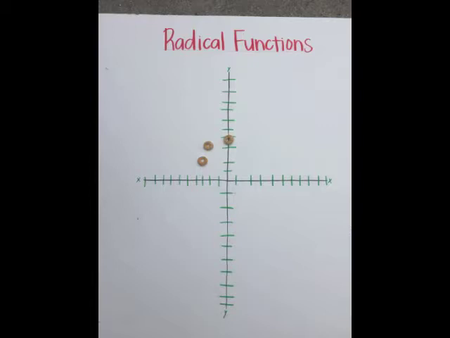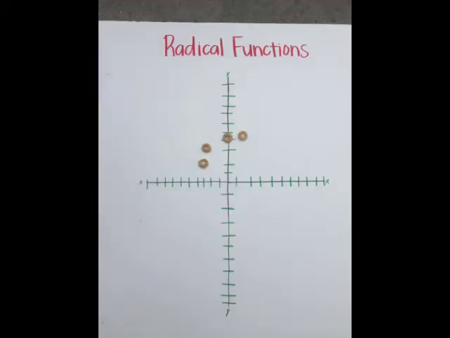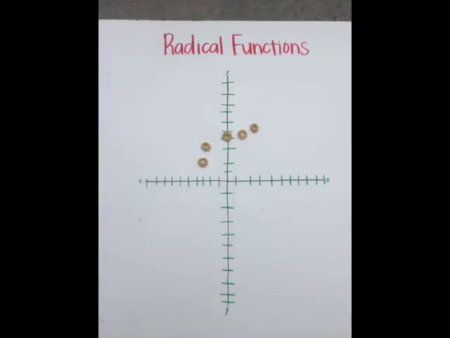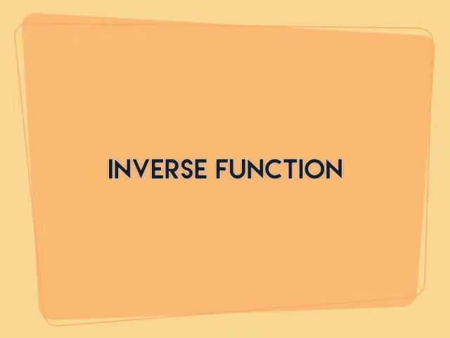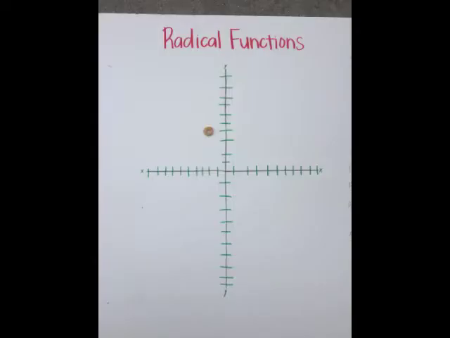The end behavior for this graph is as x approaches infinity, f of x approaches infinity, and as x approaches -3, f of x approaches 2. There are no asymptotes or x-intercepts in this graph, but the y-intercept is (0, 3.732).